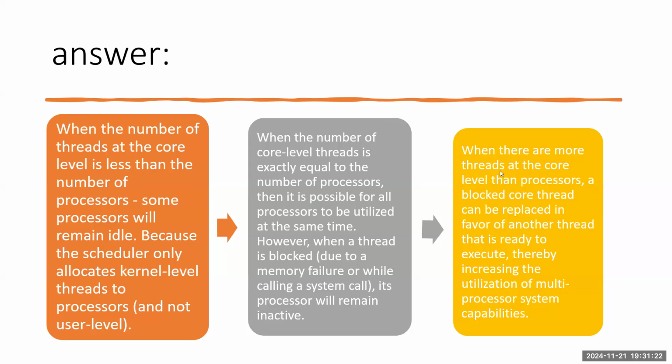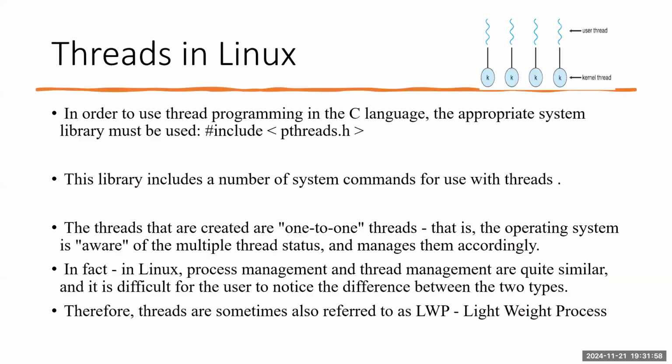When there are more threads at the core level than processors, a blocked core thread can be replaced in favor of another thread. So that means I have like 3 processes and only 2 cores. So if one of the processes gets blocked, I can take it out of the processor and put somebody else there, so I get better utilization. Okay.